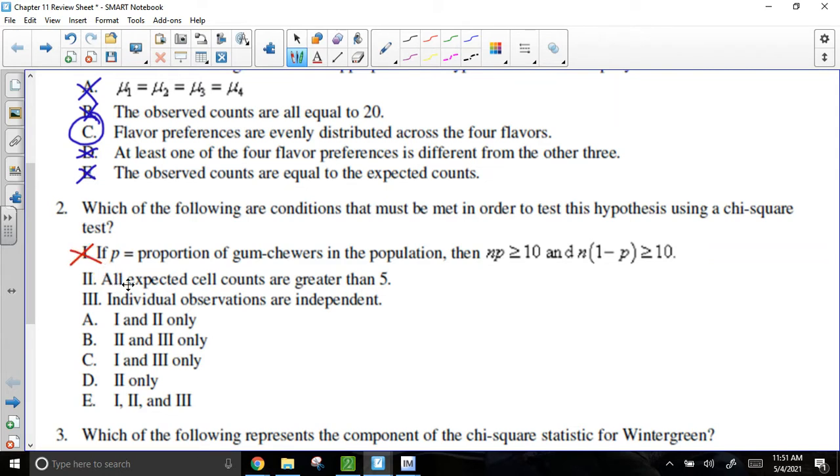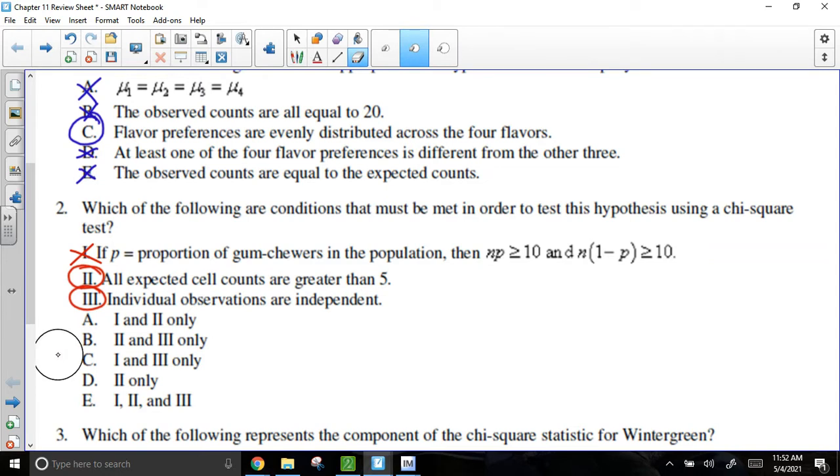Now, option 2 says all expected counts are greater than 5. Well, that's for the large sample size or the large counts condition. So yes, that one needs to be met. And individual observations are independent. Now, you might be questioning this one, but think about every time I talk about the 10% condition, why do we do that? It's to try to show that one person is totally separate from another person, that they're not affecting each other. So this is actually what the 10% condition is covering. So you want individual observations to be independent of each other.